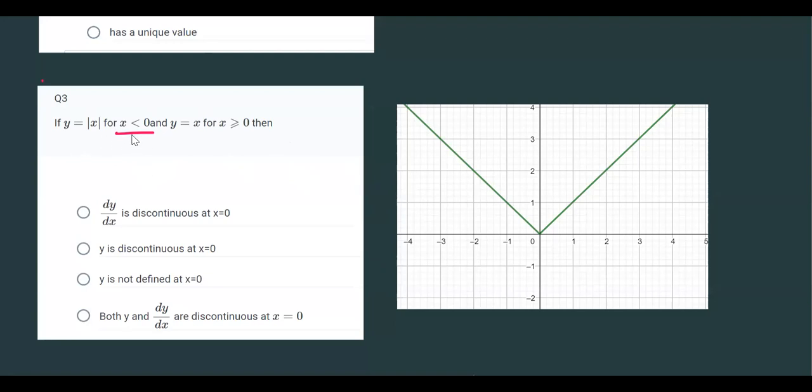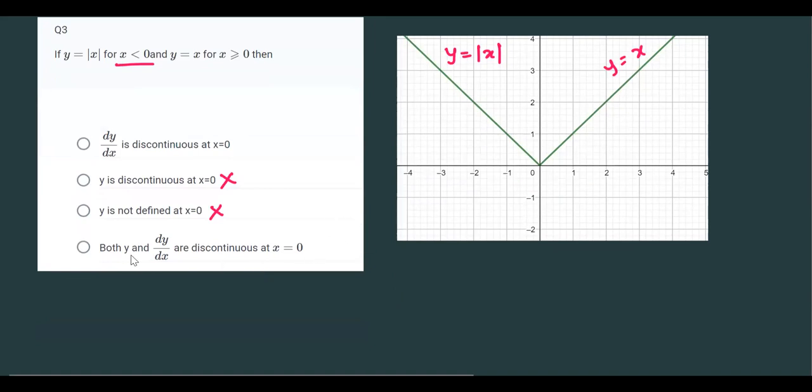Y equal to mod x for x less than 0, so it is this. And y equal to x for x greater than 0, so it is this. So it is same as y equal to mod x graph. And mod x will be equal to x when x is greater than 0. Now at x equal to 0, is y discontinuous? No. Is y not defined? No. Now both y and dy by dx are discontinuous? y is not discontinuous. So by negation, you can say dy by dx is discontinuous at x equal to 0.